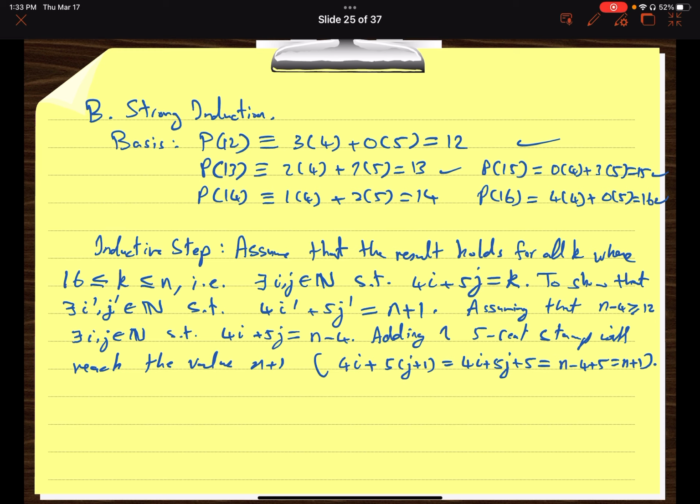ايش؟ Using strong induction, for all n greater than or equal to 18 يا شباب. Don't forget to write, add on the question for all n greater than or equal to 18, okay? For all n greater than or equal to 18.